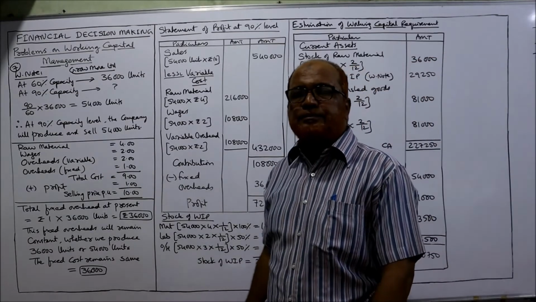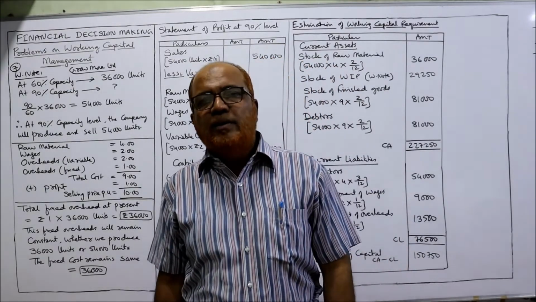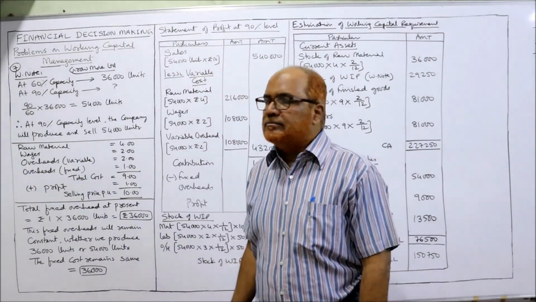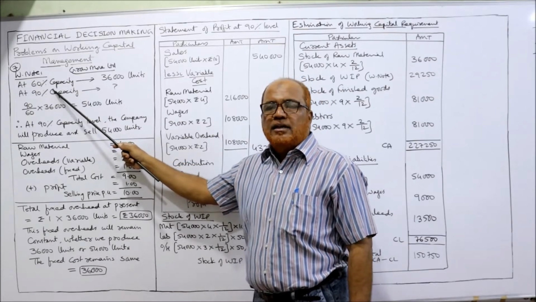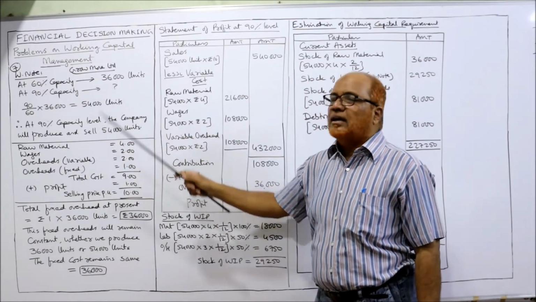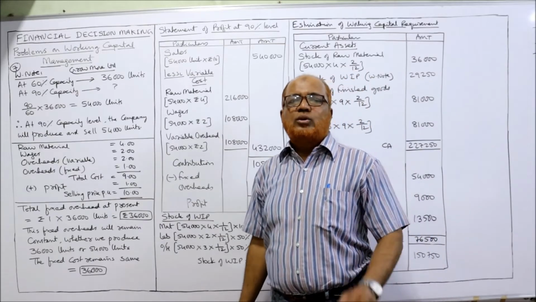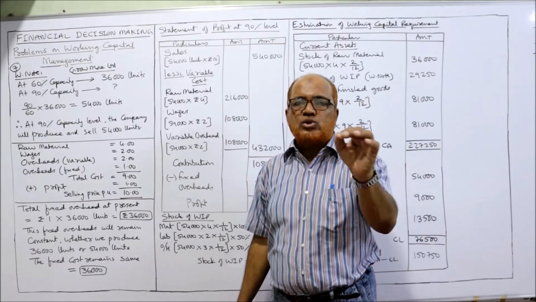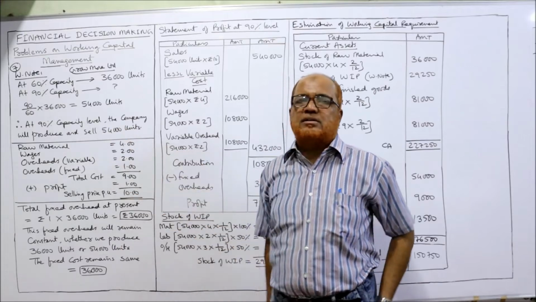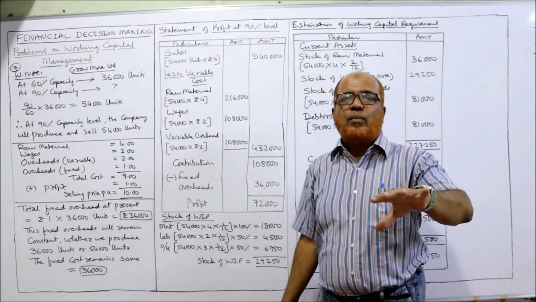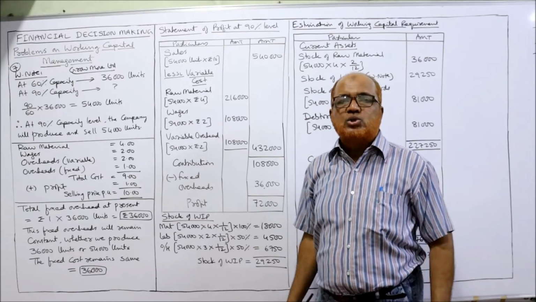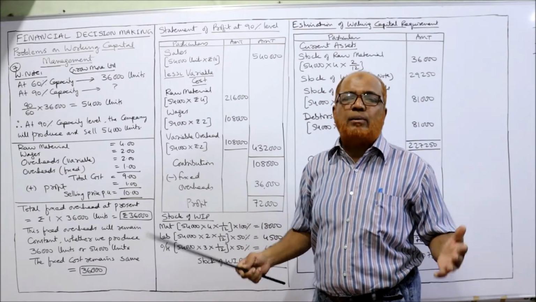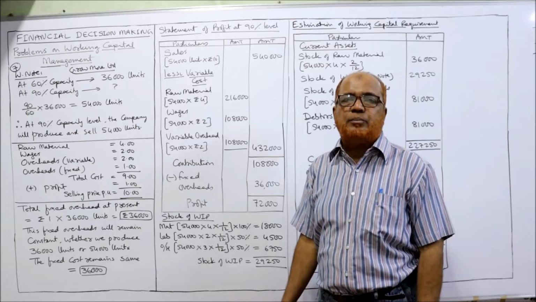Now, first of all, we have to find out how many units we are going to sell at 90%. At 60% capacity, it is given in the problem that we are making 36,000 units. So 36,000 units are produced and sold at 60%. But now there is a proposal to increase it to 90%. So we have to find out how many units we can produce and sell at 90%.